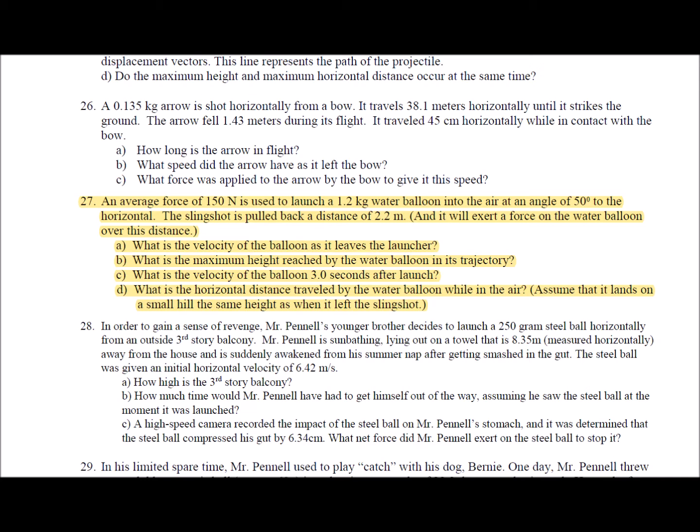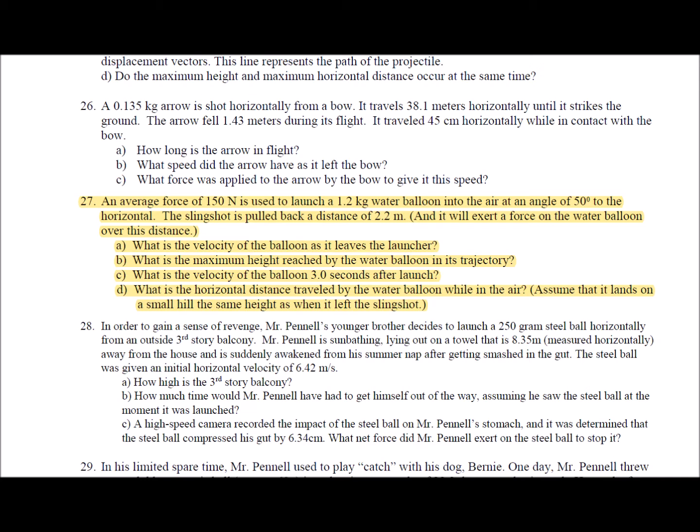This problem is about a force used to launch a water balloon. I have the problem highlighted here from the book, and I'm going to read it out loud. An average force of 150 newtons is used to launch a 1.2 kilogram water balloon into the air at an angle of 50 degrees to the horizontal.